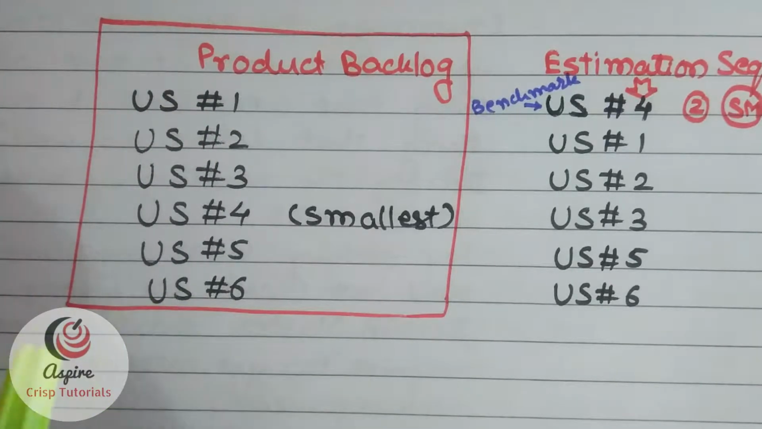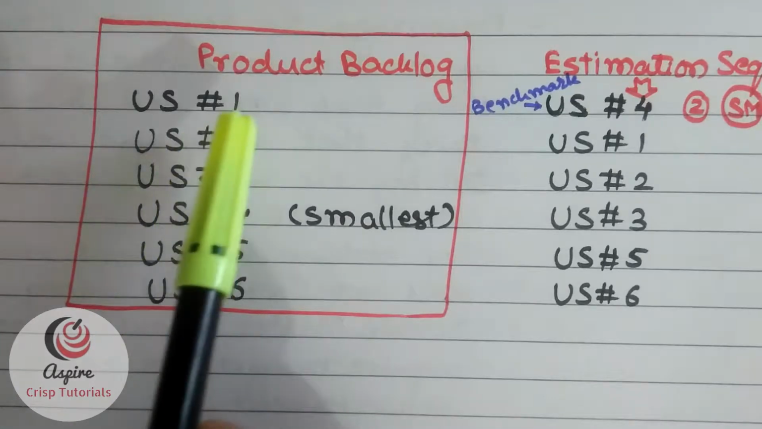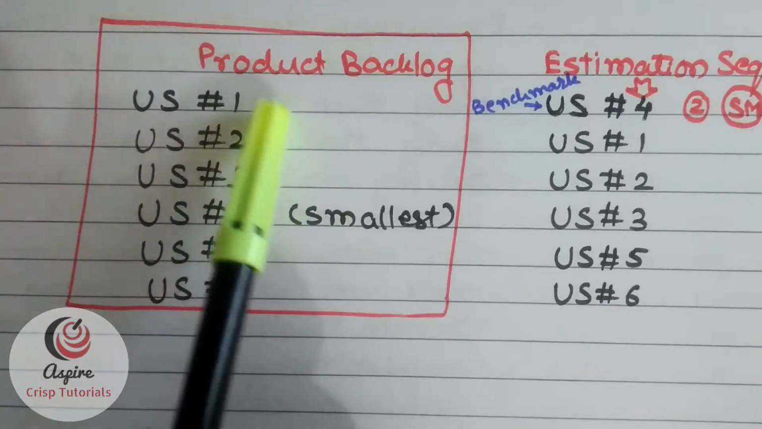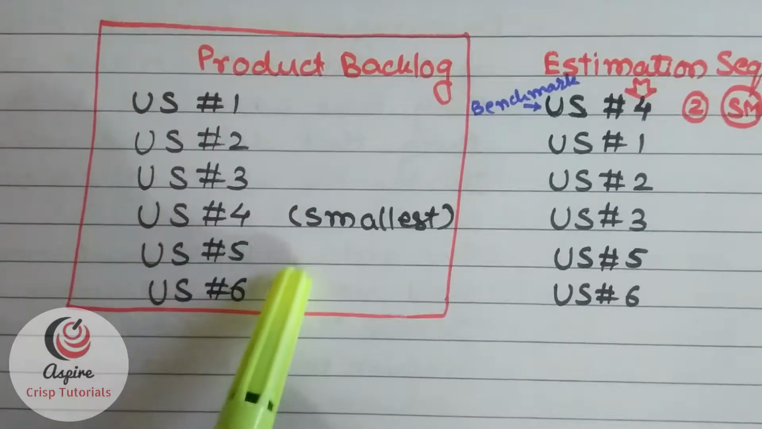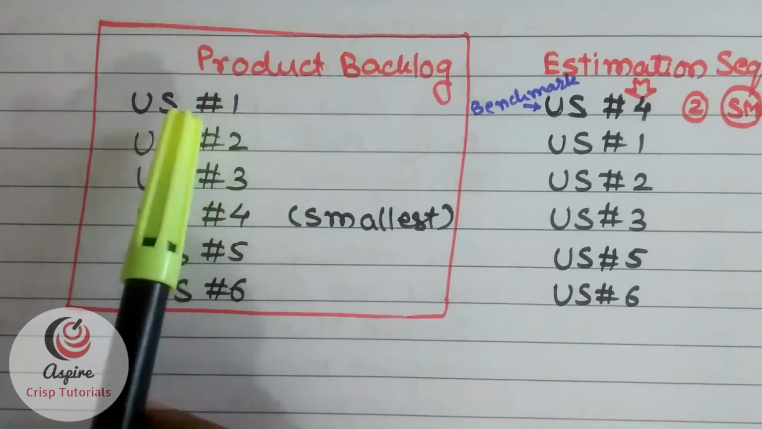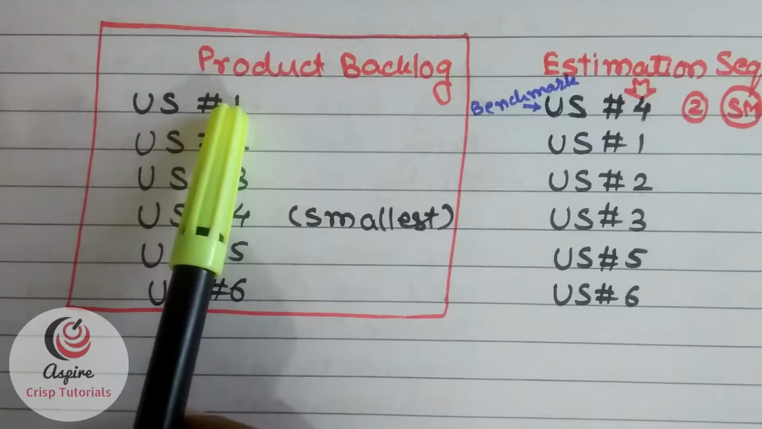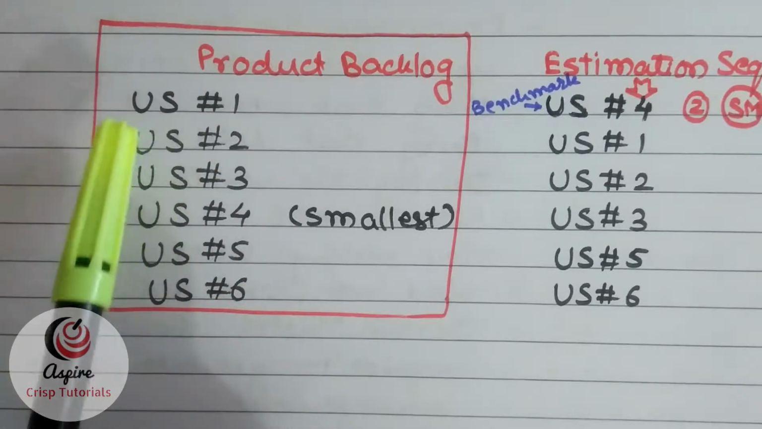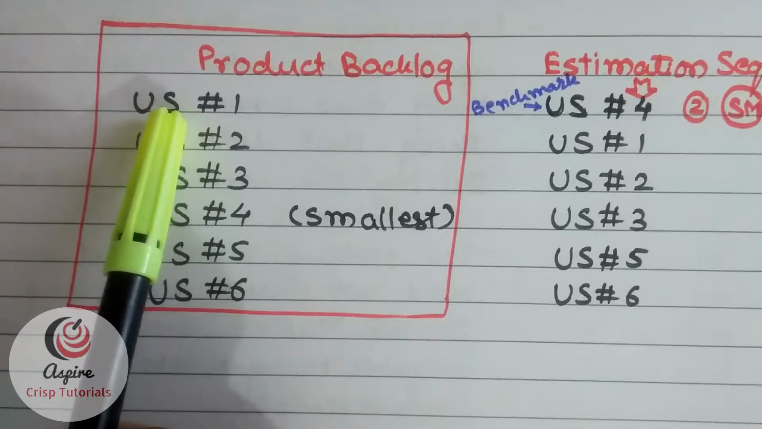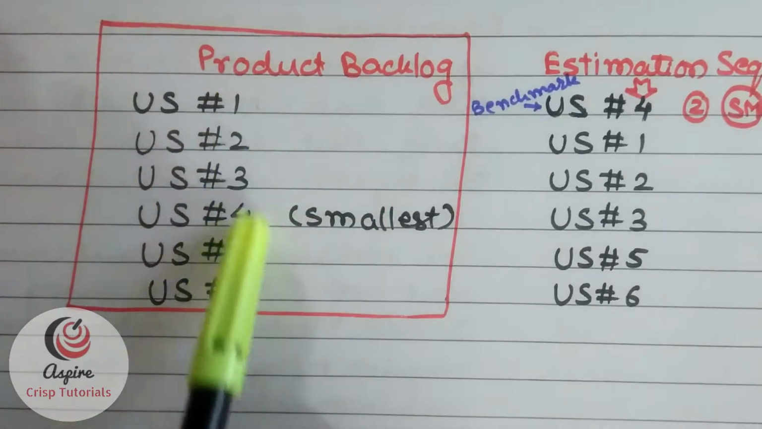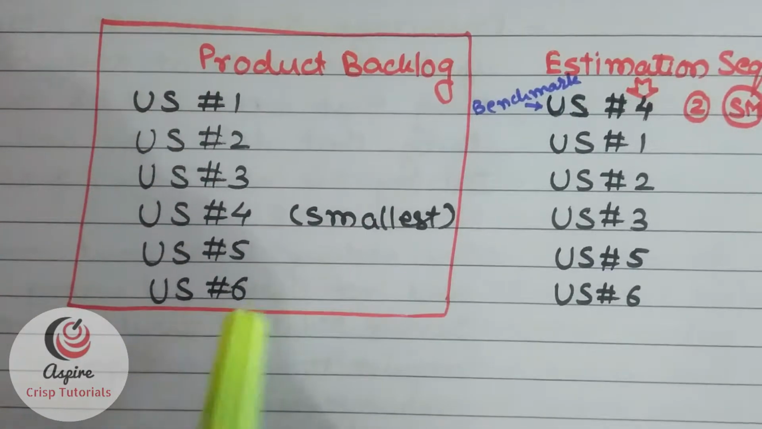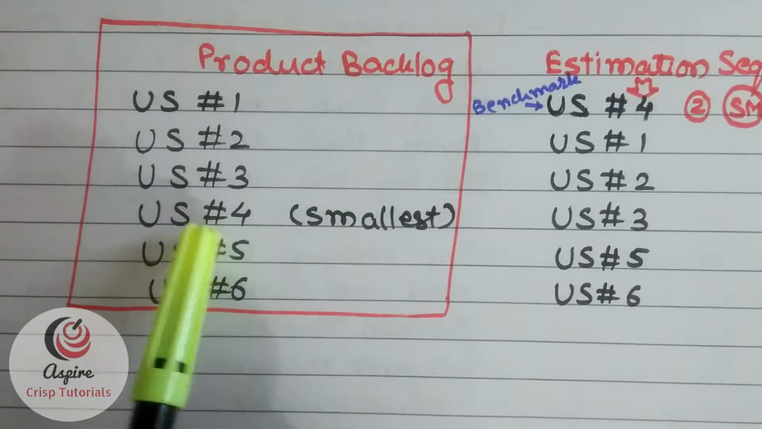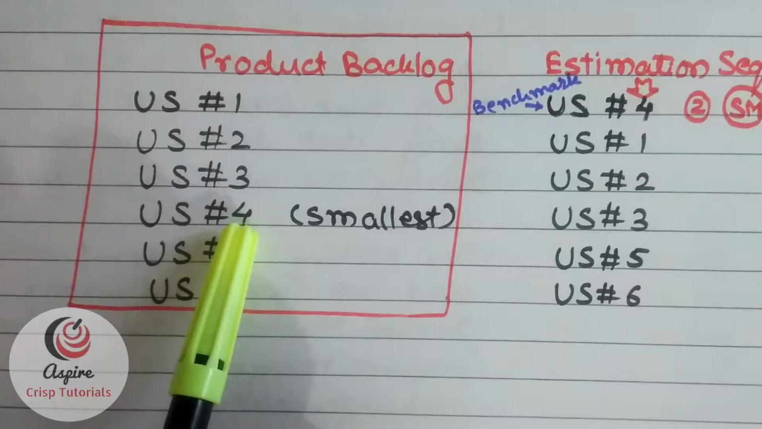So in that case, you won't be picking the first story for estimation. No. Of course, the product backlog is prioritized. So this story number 1 is highest in the priority, and story number 6 is the lowest in the priority. Here US means user story. Okay. So in these 6, 7 stories, you should find out which is the smallest. The smallest one is, let's say, user story number 4.